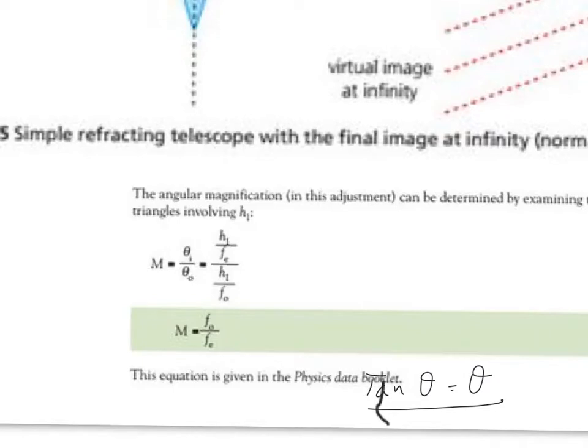Now if we substitute those two in, our height of the image over the focal length of the objective for the object angle, and the height of the image over the focal length of the eyepiece lens for our angle of the image, then we get common terms that we can cancel out, and then these flip over, so we end up with the focal length of the objective over the focal length of the eyepiece. And that would give you the angular magnification.